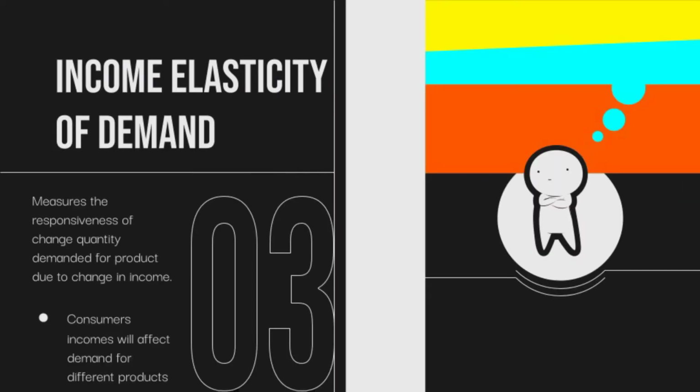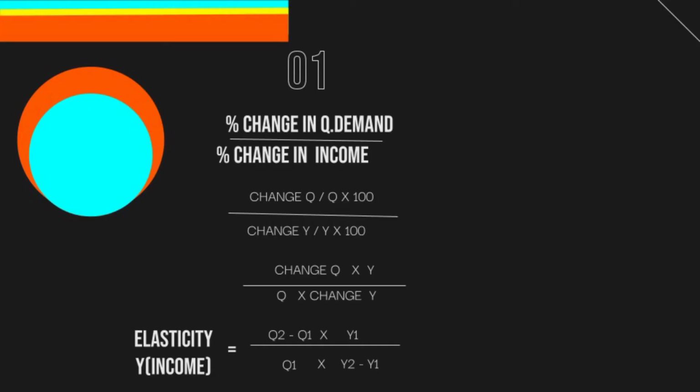Income elasticity of demand. Income elasticity of demand measures the responsiveness or sensitivity of changes in the quantity demanded for a product due to a change in income. Consumer income will affect the demand for different products. This is the formula of income elasticity of demand.